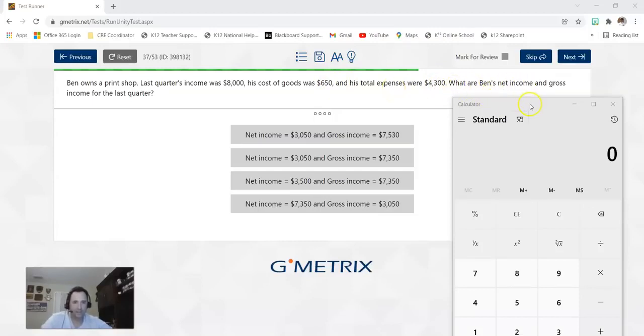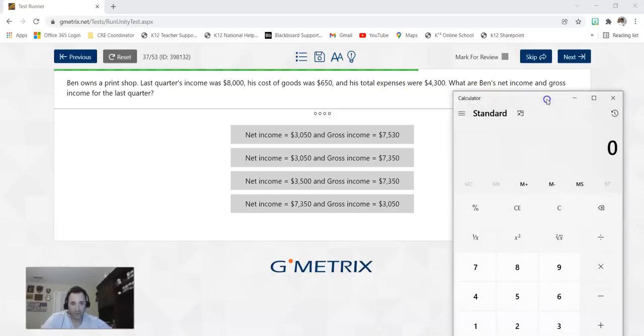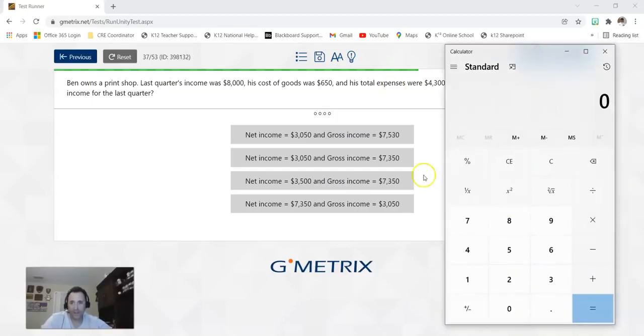Well, net income is after all the expenses. So for that part, this is two parts. So we have $8,000 minus $650 minus his $4,300. And that gives us $3,050 for net income. So we have one of three answers. So obviously answer 4 is incorrect.